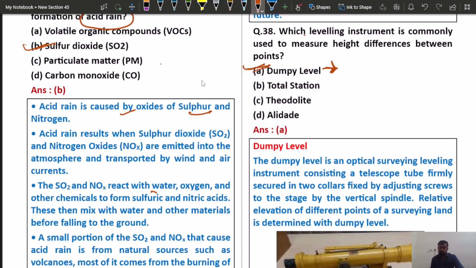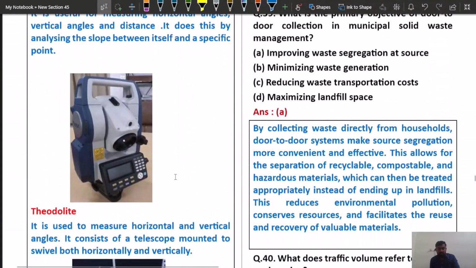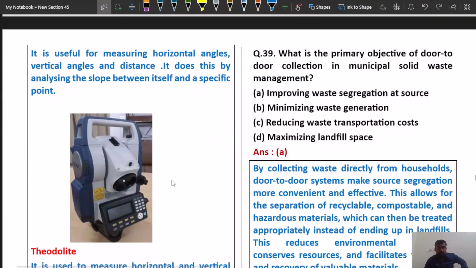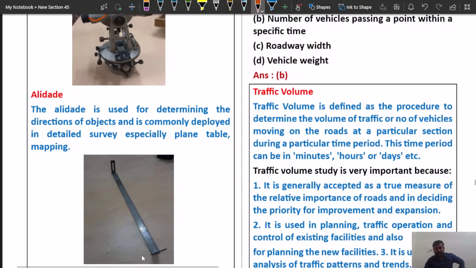What is total elevation? See the figure, that is a dumpy level. This is used to determine relative elevation of different points in surveying. What is a total station? This is a total station. This instrument is used to measure horizontal angles, vertical angles as well as distance. What is a theodolite? This is a theodolite, and a theodolite is used to measure horizontal and vertical angles. This is an alidade, and an alidade is used to determine direction of the object.